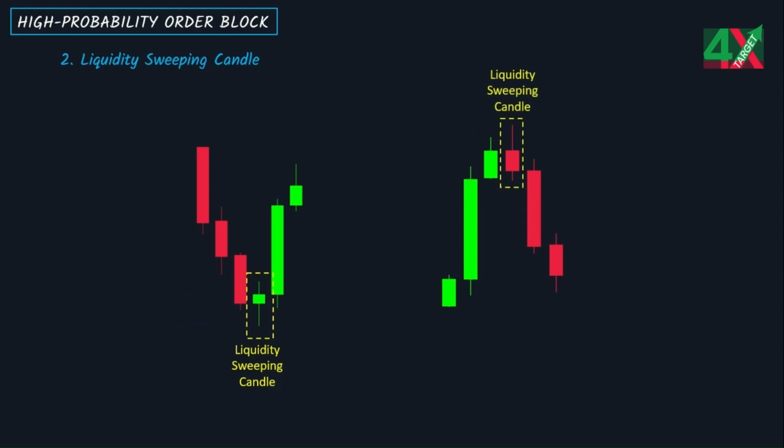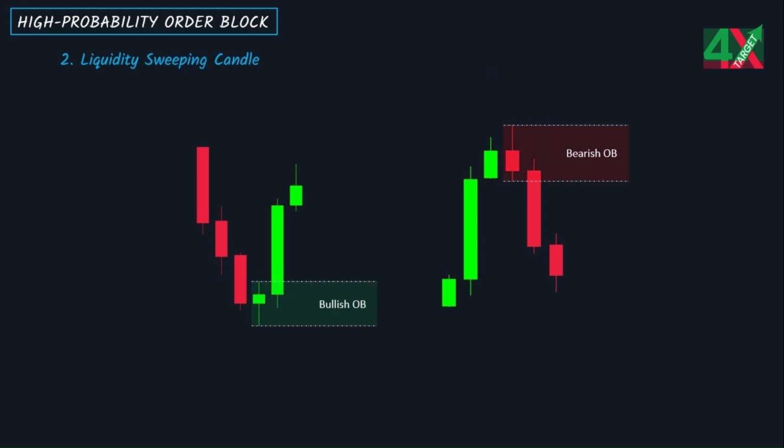This means the candle may be bullish or bearish, but it must be the lowest candle in a bullish setup or the highest candle in a bearish setup. No candle before or after it should break beyond its extreme. This confirms that liquidity has been swept, which is very important for a valid order block.